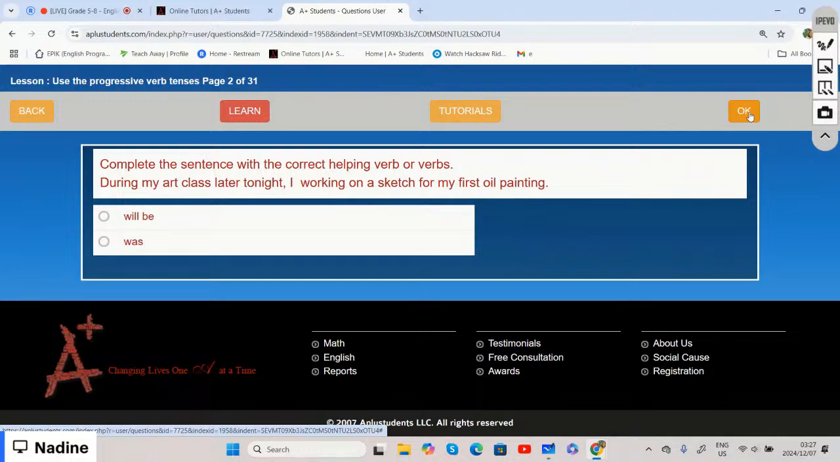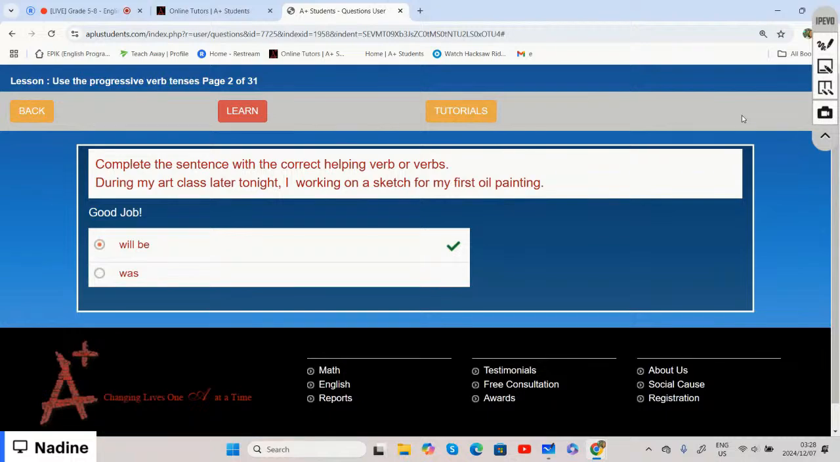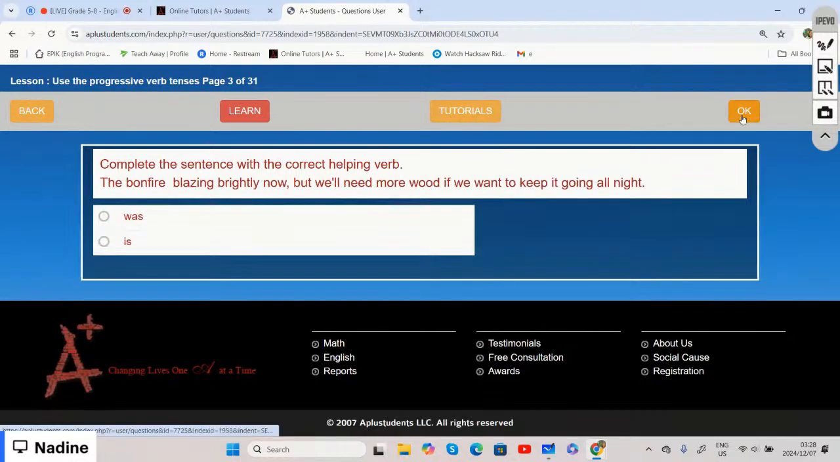All right. And if we were to select the correct option, then we will say, during my art class later tonight, I will be working on a sketch for my first oil painting. Well done. Will be shows something in the future that you still need to do. Well done. Will be is correct. Option one is correct.